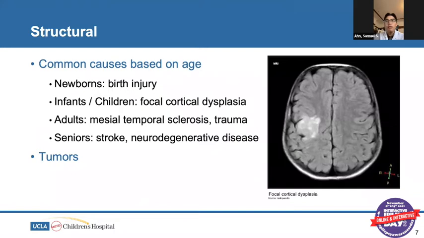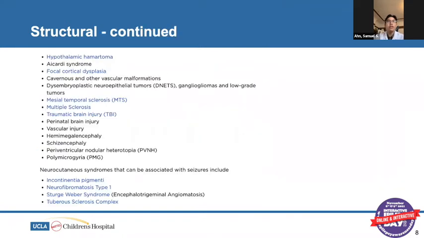Ultimately, I want to emphasize that with neuroimaging, I personally am not a radiologist, so I rely heavily on my colleagues in neuroradiology, and I'm really proud to say that we have excellent neuroradiologists within UCLA that are able to provide this really detailed and nuanced information.